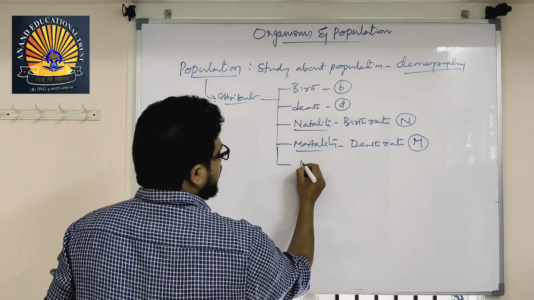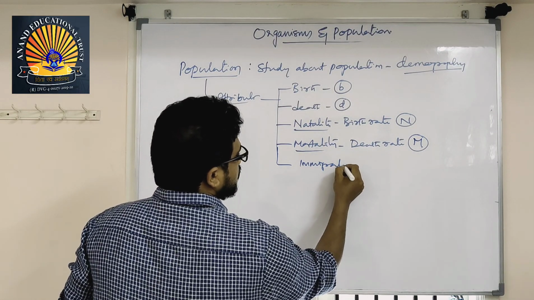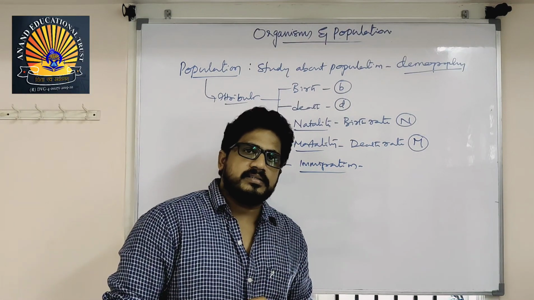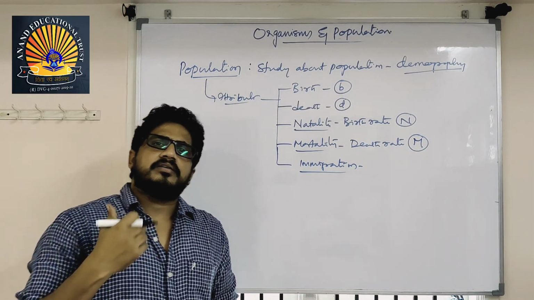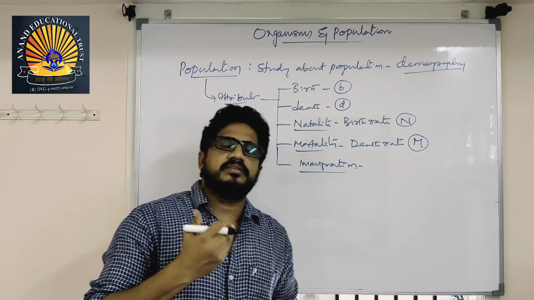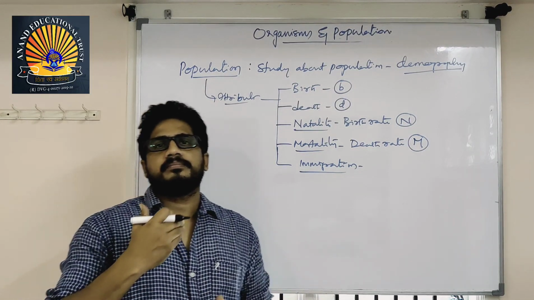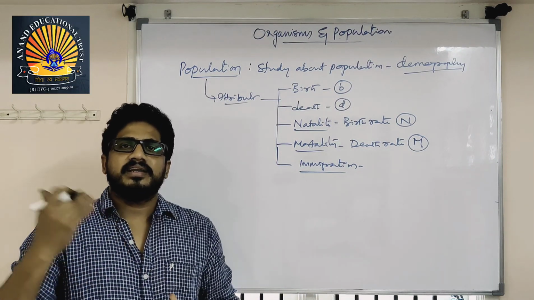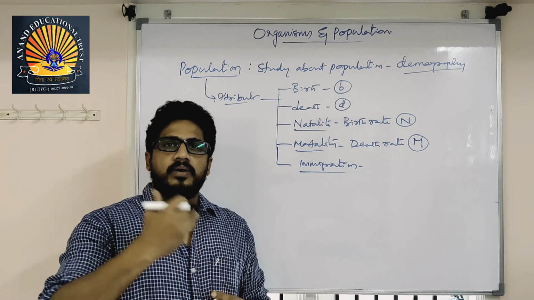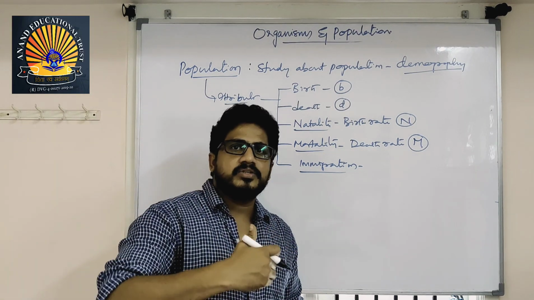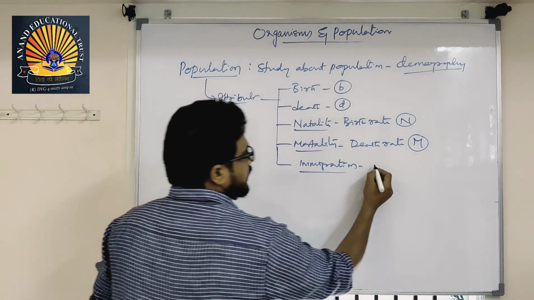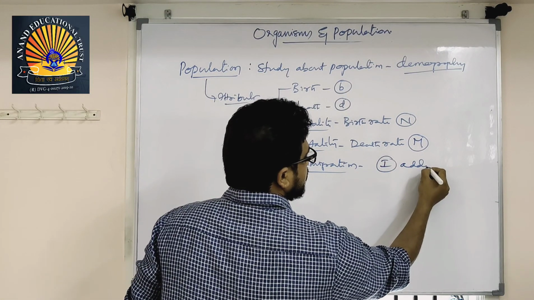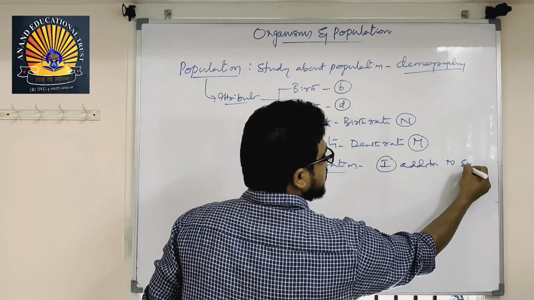That can be denoted as capital M. Next, immigration. A person was not born in a particular place. He was born in another place, but because of needs, some job, some purpose of niche, some destination, some requirements, he has migrated from his birth place to another place. So he is called an immigrant, I. It is nothing but addition to the existing population.